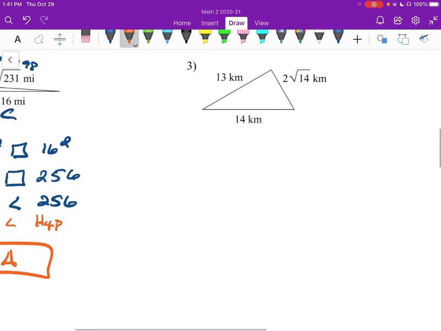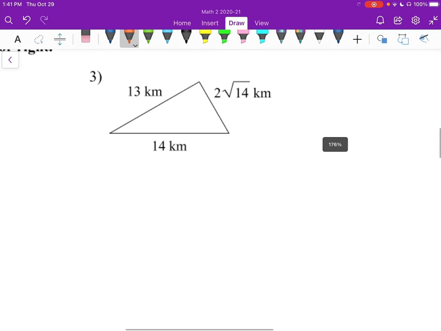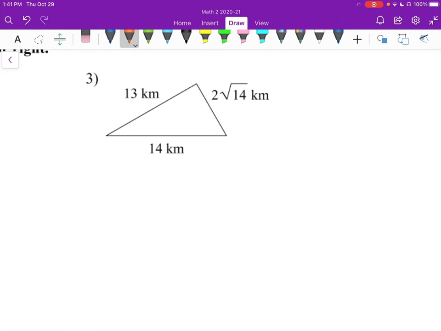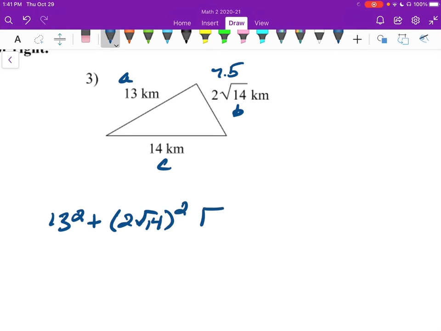All right, number 3. I think that 14 is the longest side, but let's go ahead and type in 2 root 14 in our calculator just to see. This is going to give me 7.5. So yeah, this is my C, and I'll make this my A and my B. So we'll say 13 squared plus 2 root 14 squared box 14 squared.